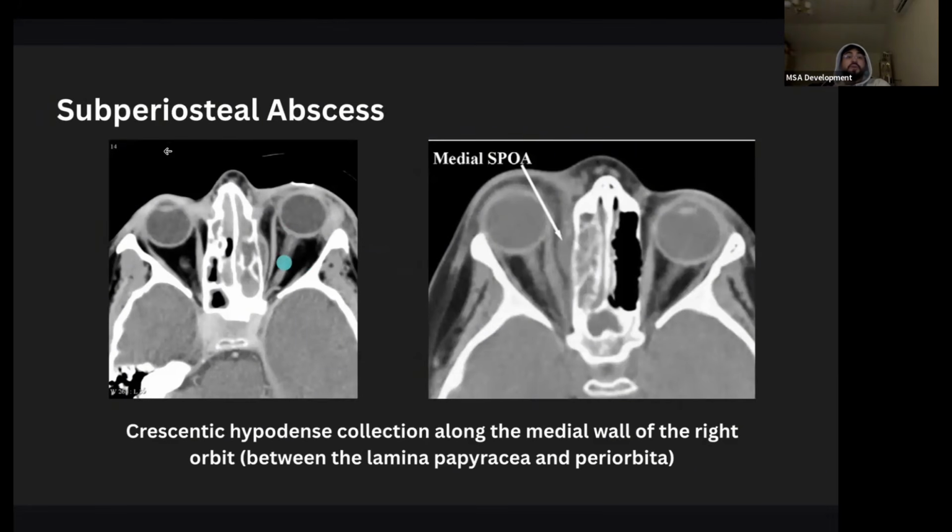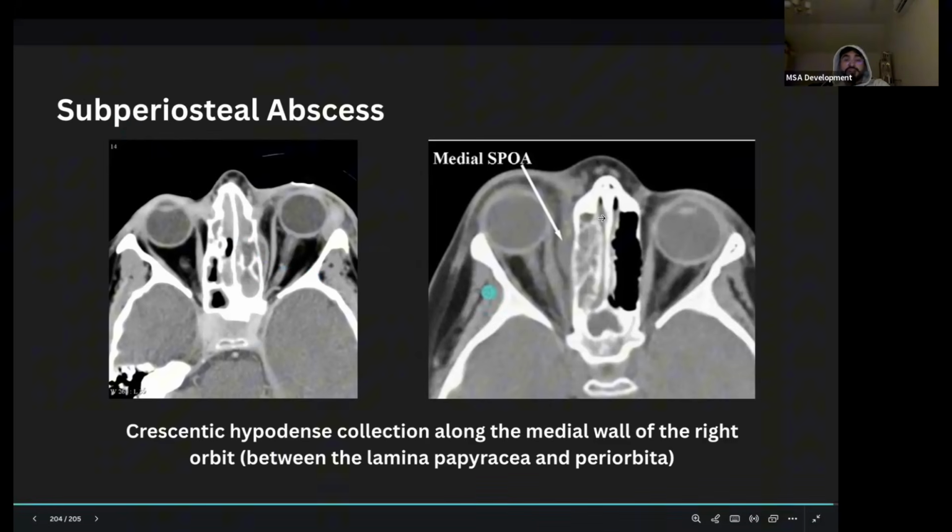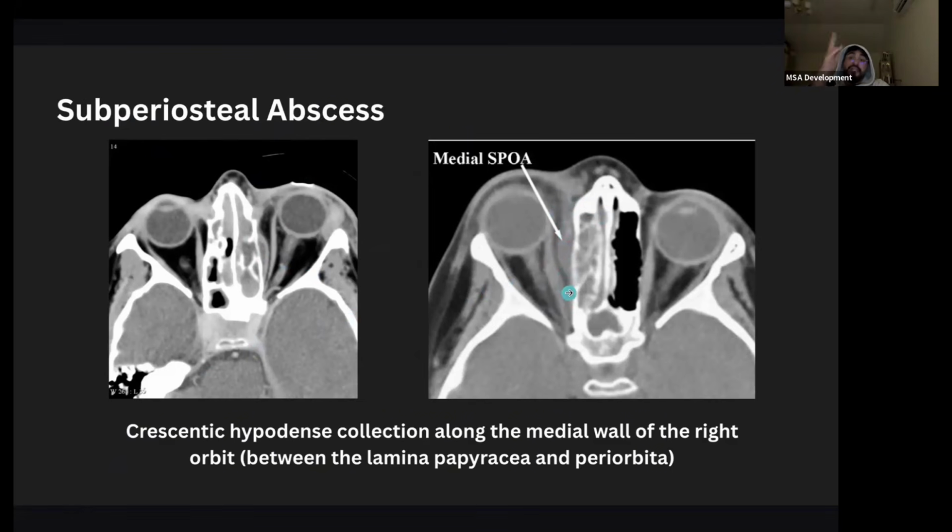Then we have something called the subperiosteal abscess. The subperiosteal abscess is basically a crescentic, all right, a crescentic hypodense collection along the medial wall of the orbit, on the medial wall, okay? So it's also right here, if you can appreciate it, okay? It's a crescentic hypodense collection along the medial wall of the orbit between the lamina propria and the periorbita.